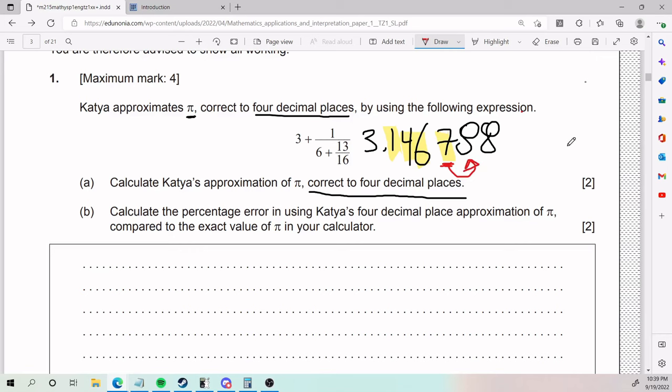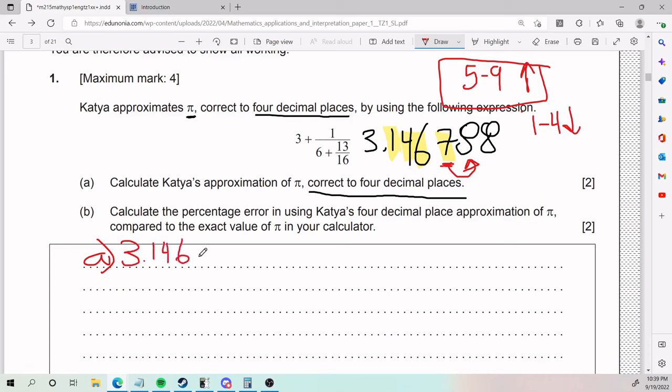Cierto? And so comparing it to the one next to it, do we round it up or round it down? If it's from 5 or above, cierto, which would be 5 to 9, we go up, cierto? If it's 1 through 4, we go down. This 8 is from 5 through 9, so we round it up. Our answer for part A is going to be 3.1468.